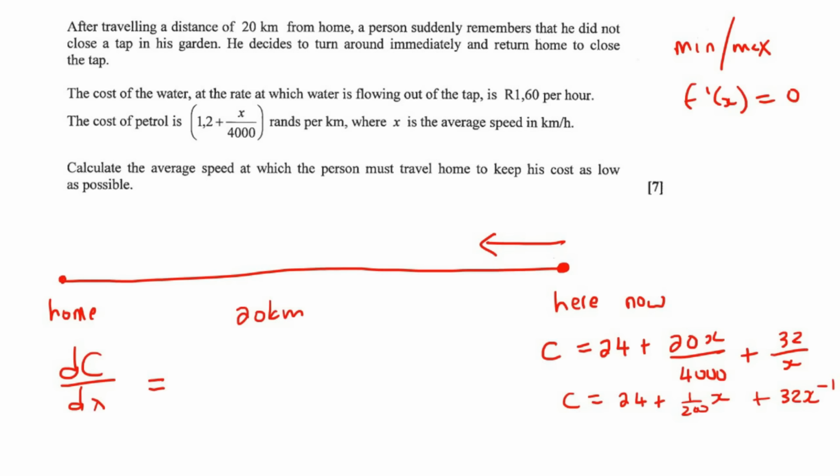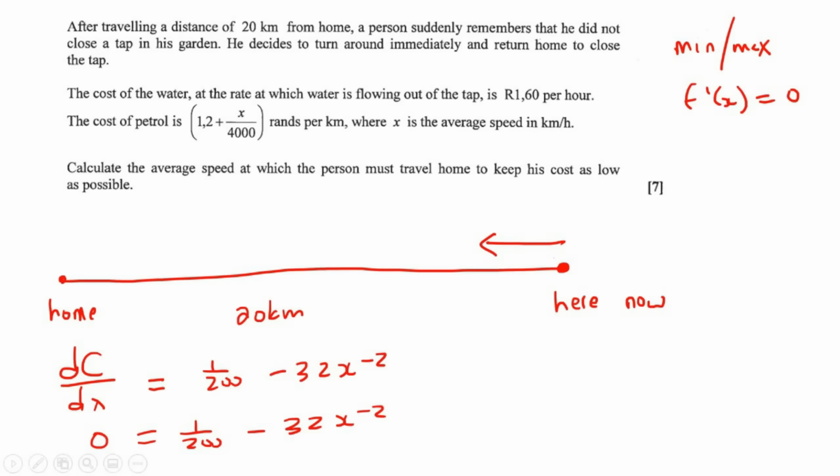And that's going to give you, okay, so this 24 is going to fall away, because that's what happens when you take the derivative. This part here is just going to become 1 over 200. And this next part here is going to become negative 32x to the minus 2. And then we're going to make that equal to 0, because that's how you find minimums and maximums. So now we're just going to solve this.